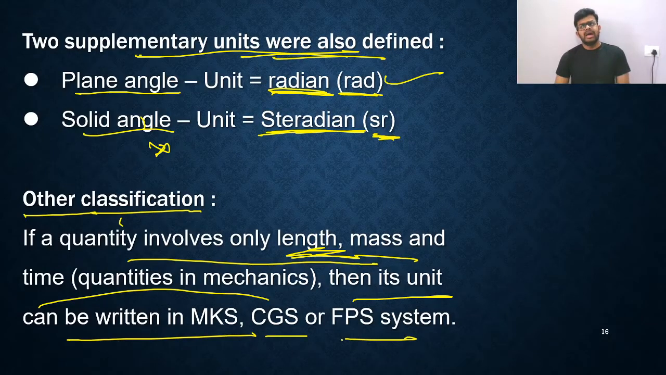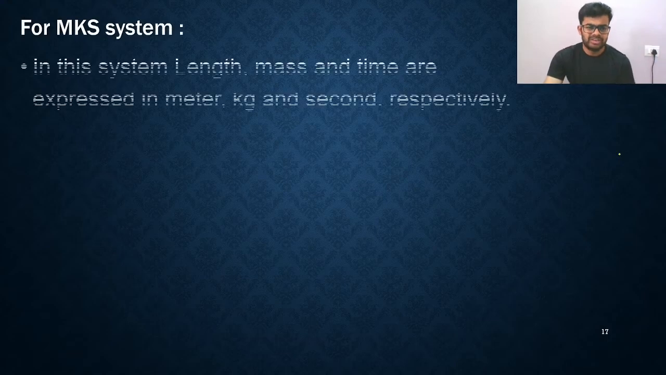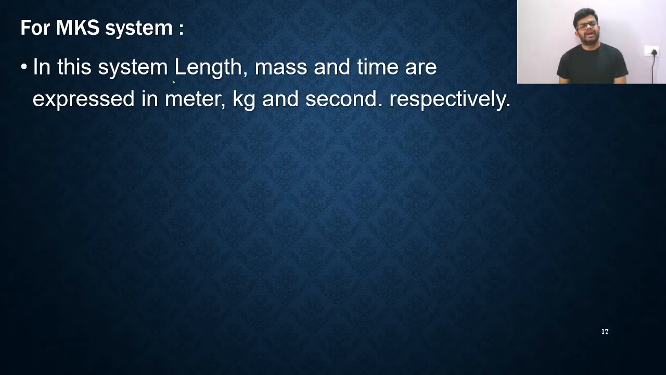So simply speaking, whether they are derived or fundamental, they can be written in MKS, CGS, and FPS. These are three other unit systems. First is SI, which is the internationally accepted unit system. Apart from that there are MKS, CGS, and FPS. Let us talk about them in short. What is the MKS unit system? In this system, length, mass, and time are expressed in meter, kilogram, and second.